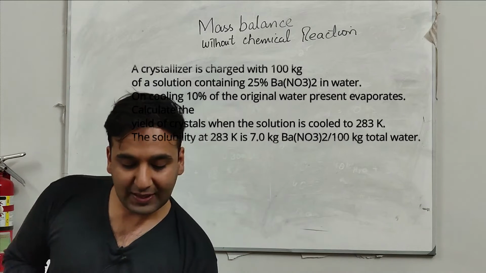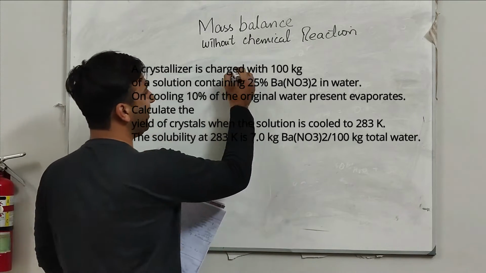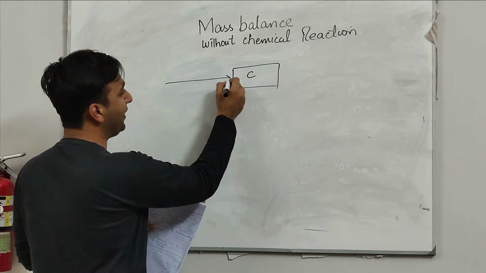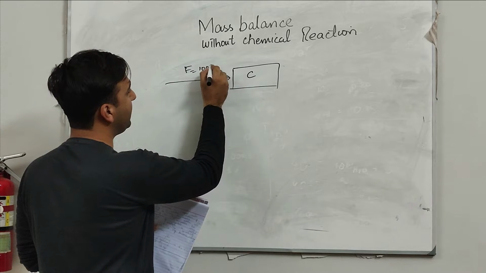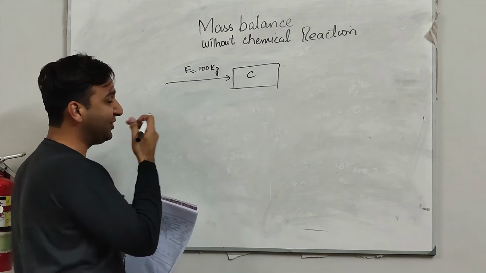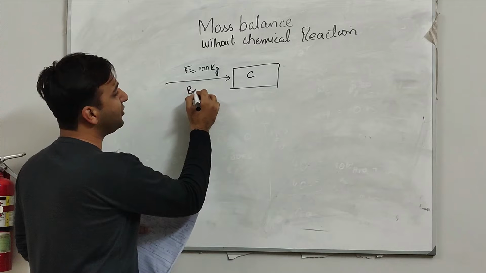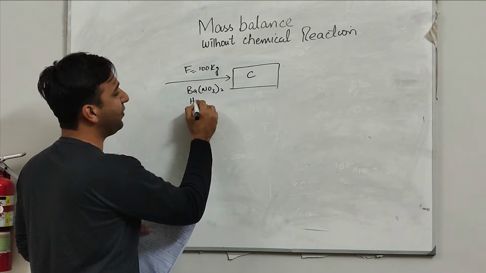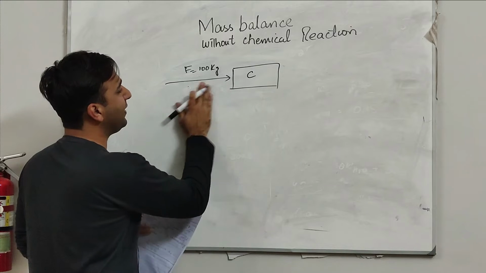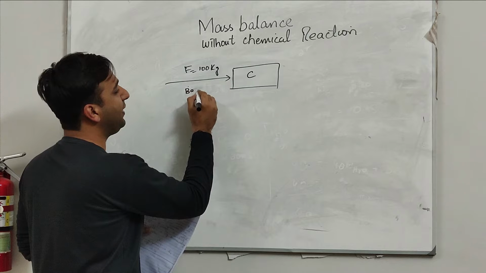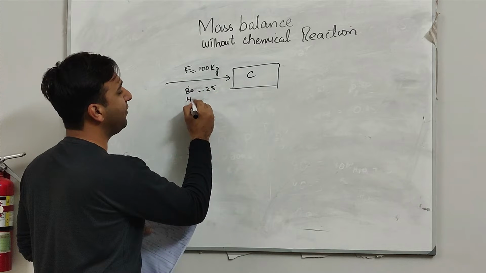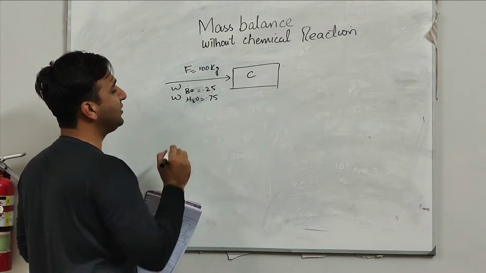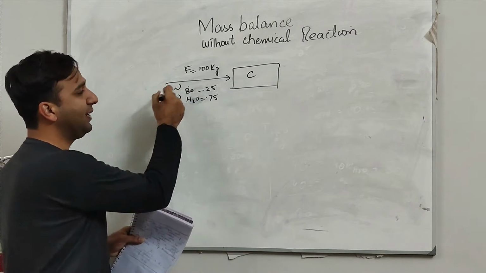So the question says that we have a crystallizer, and it is charged with a feed of 100 kg of an aqueous solution of barium nitrate. So barium nitrate and water. I can write its mass fraction as barium nitrate 0.25 and the remaining water 0.75. Defining the weight fractions or mass fractions, you can write them as W.